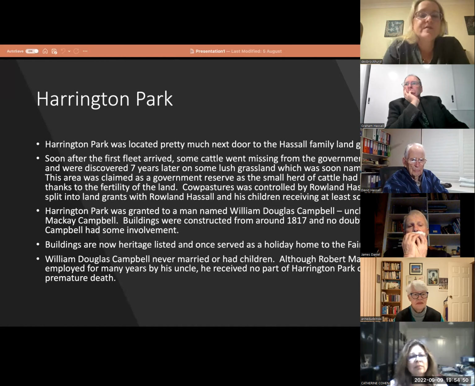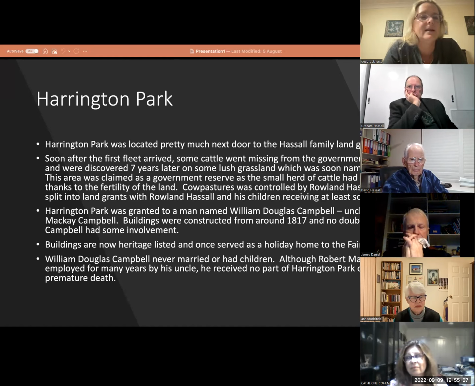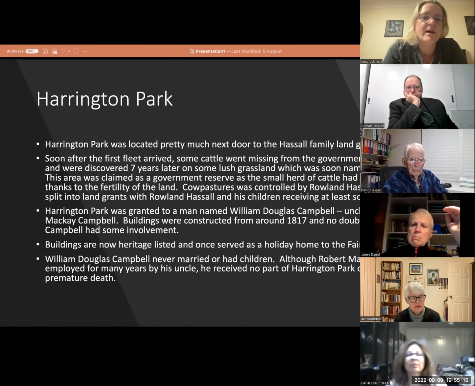Soon after the first fleet arrived, some cattle went missing from the government farm at Rose Hill and were discovered 7 years later on some lush grassland, which was soon named Cow Pastures. This area was claimed as a government reserve as the small herd of cattle had grown significantly thanks to the fertility of the land. Cow Pastures was controlled by Roland Hassall. It was later split into land grants, with Roland Hassall and his children receiving at least some of this land.